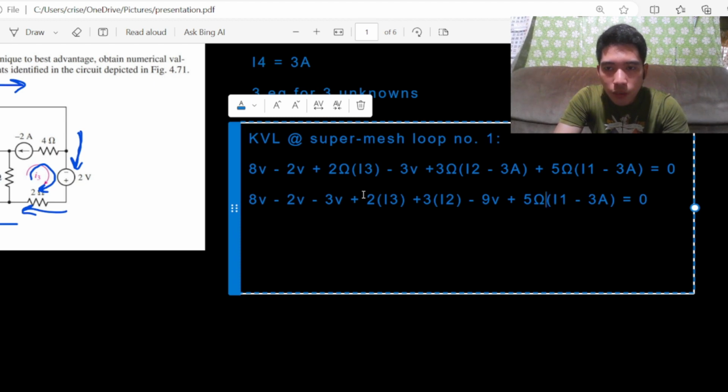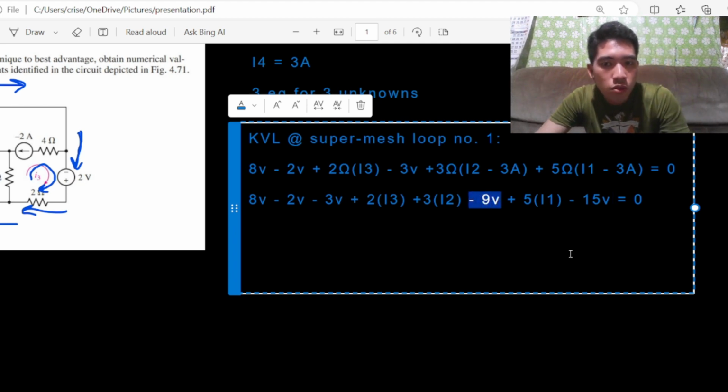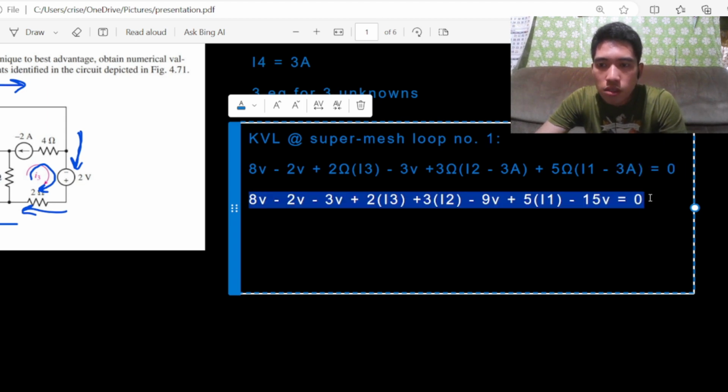Five with I1 and we'll get 5I1. 5 with I3 and we will get negative 15 volt equals to 0. Now we have simplified our equation, but we can still further simplify it by doing the same thing. So we'll move the negative 9 volt, but first we must copy all of this.